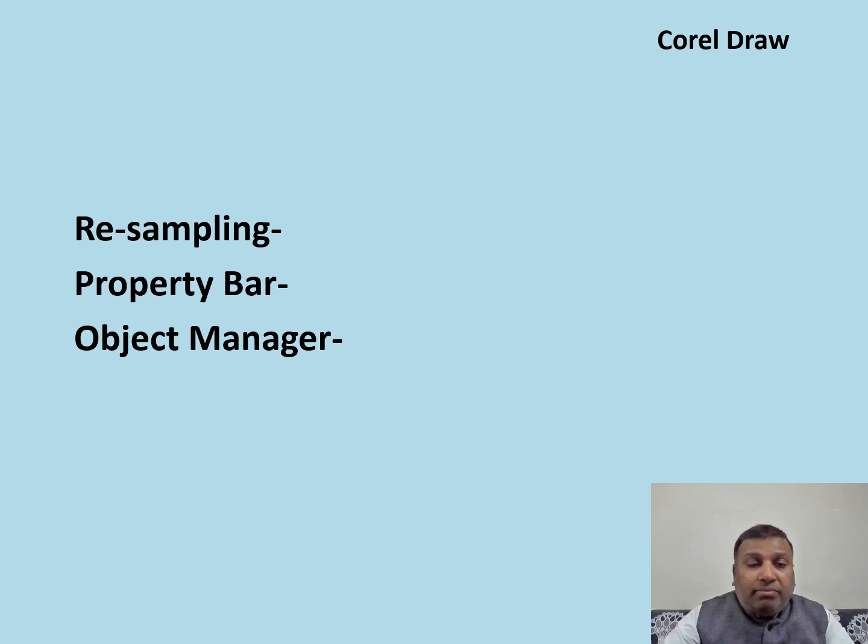Interpolation method techniques will help you to manage your new pixels, along with colors and details. The property bar is very important in our graphic software, because suppose I select the pen tool, automatically all features of the pen tool will reflect on your property bar, so that users can use them easily. And the object manager is very helpful in managing the content.